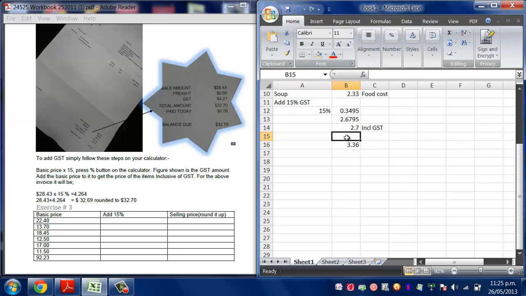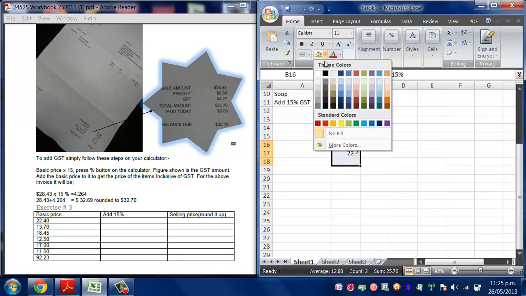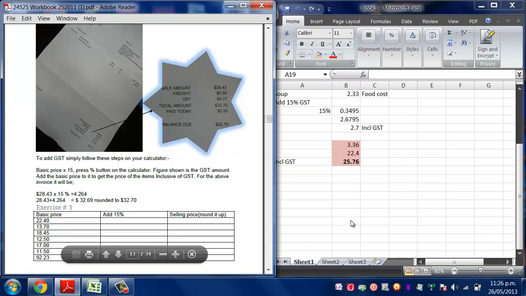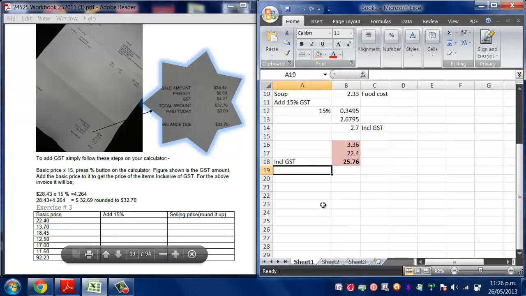So if I put 22.40 here at the bottom and add these two together, let's give it a pink color and say sum total, and it's going to be 25.76, and that's your inclusive of GST price. So that should come here, 25.76.